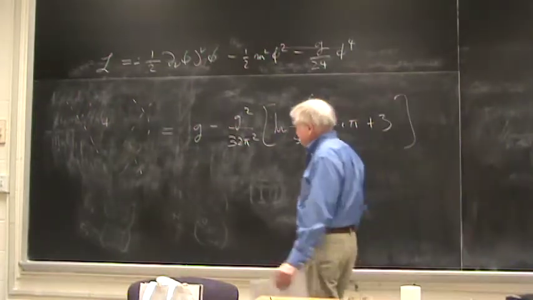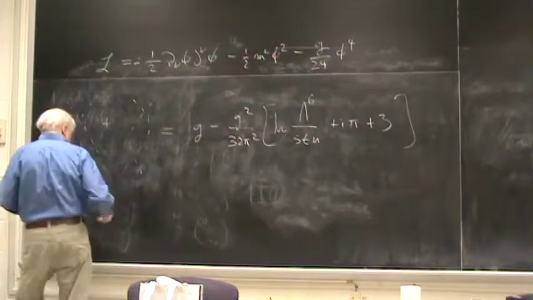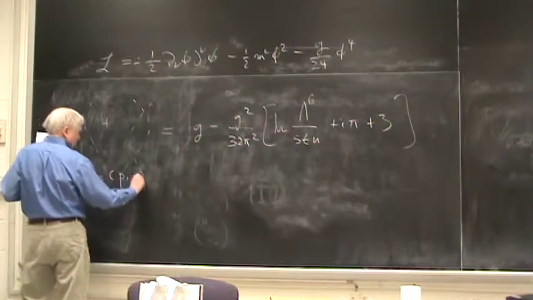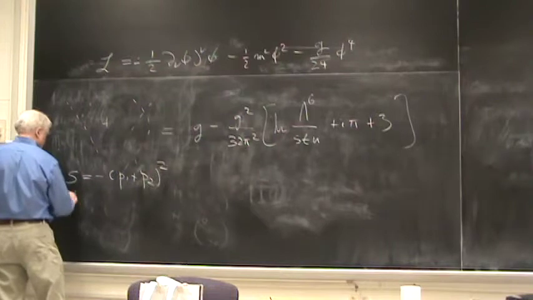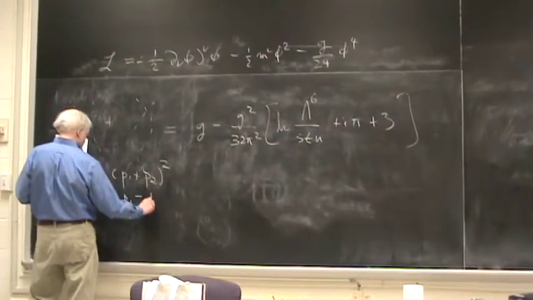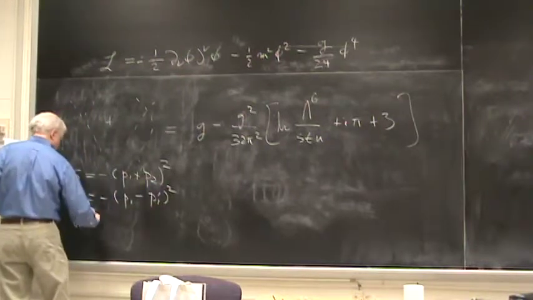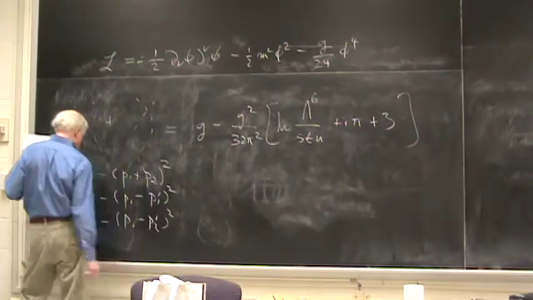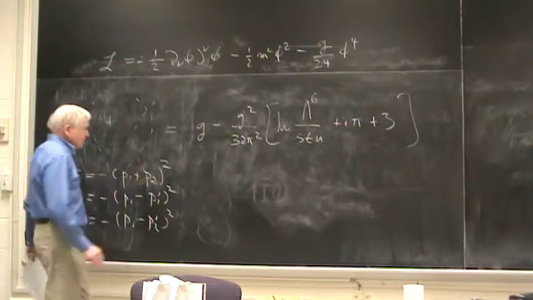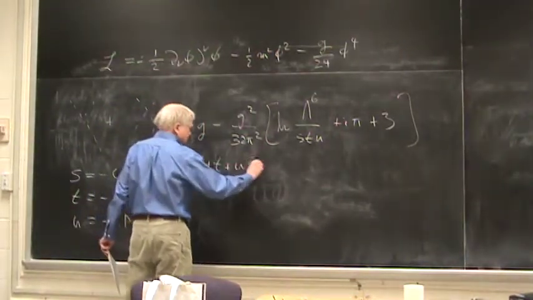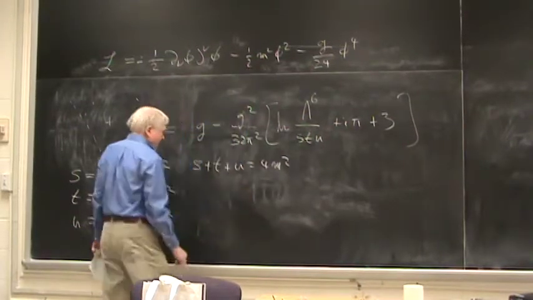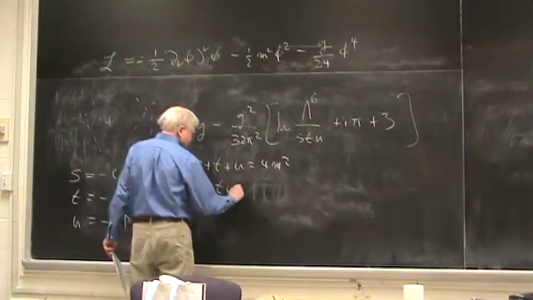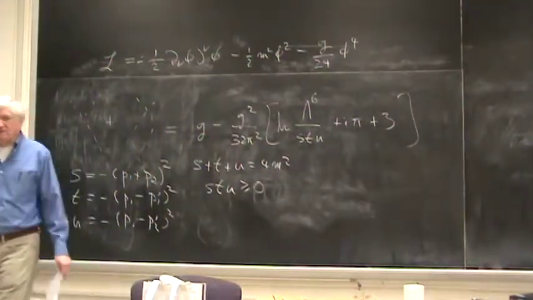What I've done here is consider the following situation. As usual, S is P1 plus P2 squared. These are the Mandelstam variables. T is minus P1 minus P1 prime squared. U is minus P1 minus P2 prime squared. And what you can show is that S plus T plus U is 4m squared, where that's the m there, or at least the renormalized mass. And moreover, you can show that STU is greater than or equal to 0, at least for a physical process.